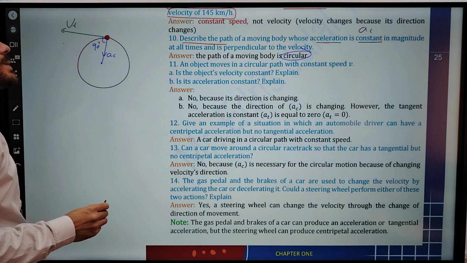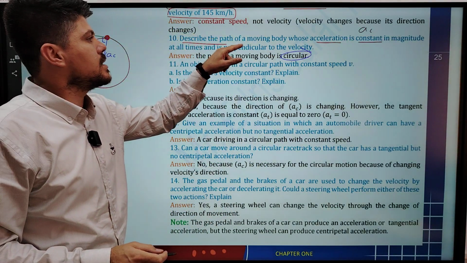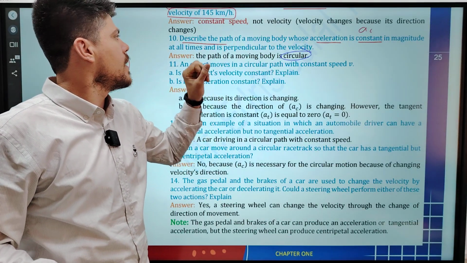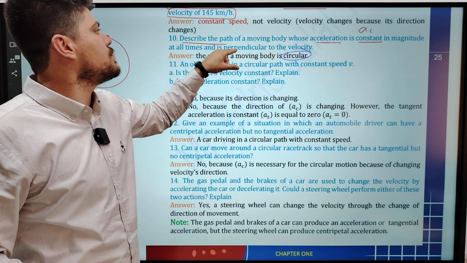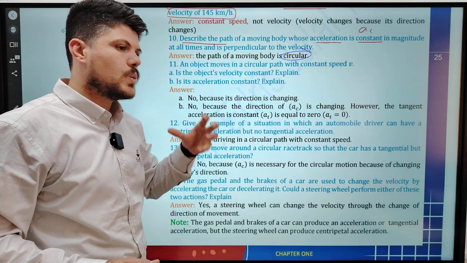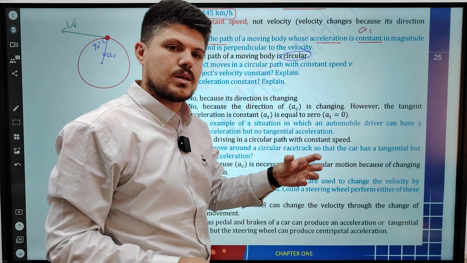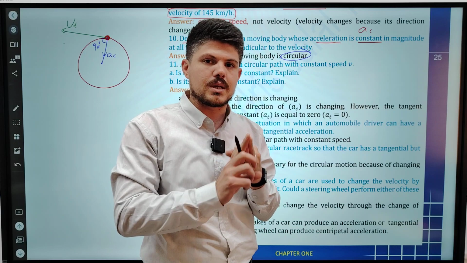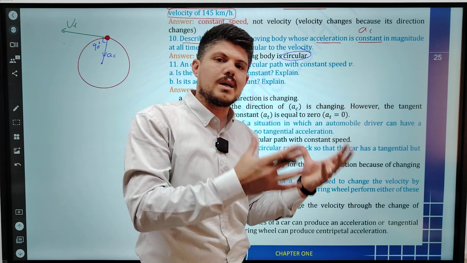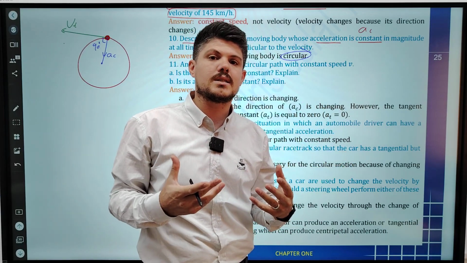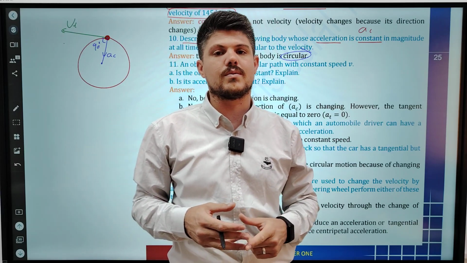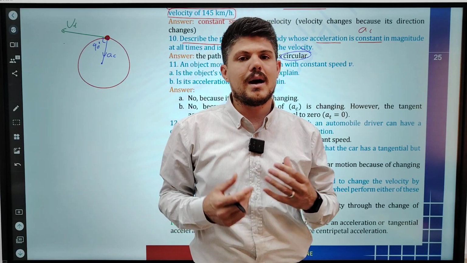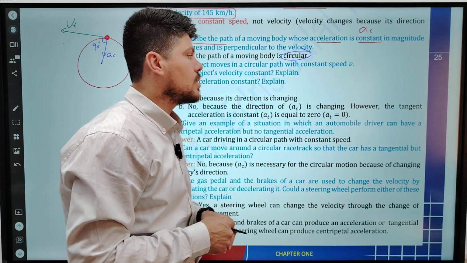How did you know this is a circular path? Because the question said the acceleration is constant in magnitude, which is AC, at all times, and it is perpendicular to the velocity. Which acceleration is perpendicular to the velocity, tangential acceleration or centripetal acceleration? Absolutely, centripetal acceleration. Be careful. What about the tangential acceleration? The tangential acceleration is parallel to the direction of the tangential speed. It has 0 degrees in the case of speeding up, and 180 degrees in the case of slowing down.